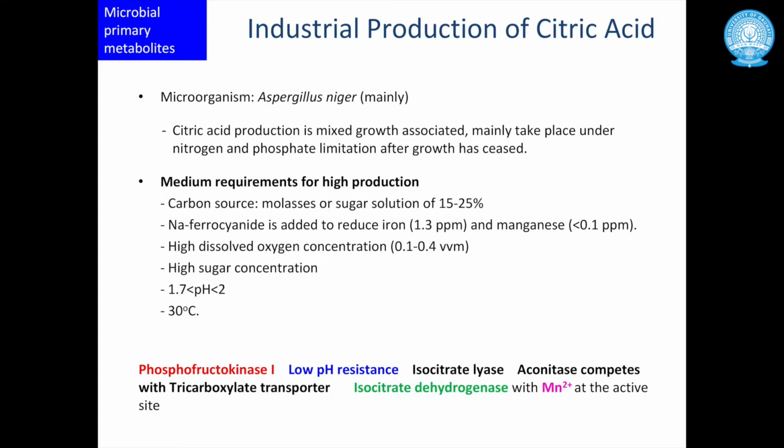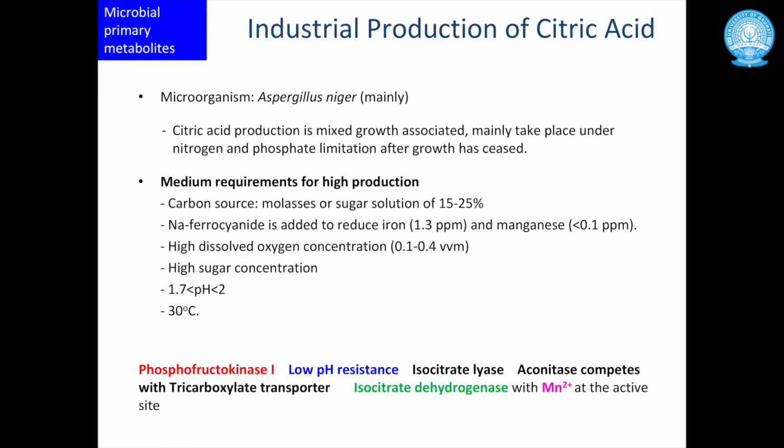and the pH requirement for citric acid production in the medium is 1.7, or in between 1.7 to 2, and the temperature requirement is 30%. Now why are all these requirements there?